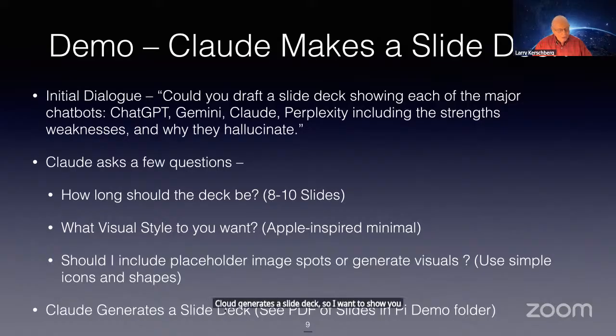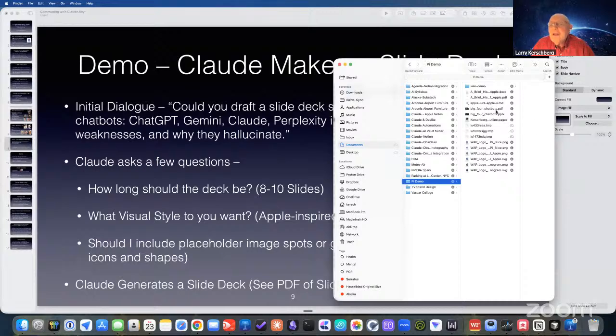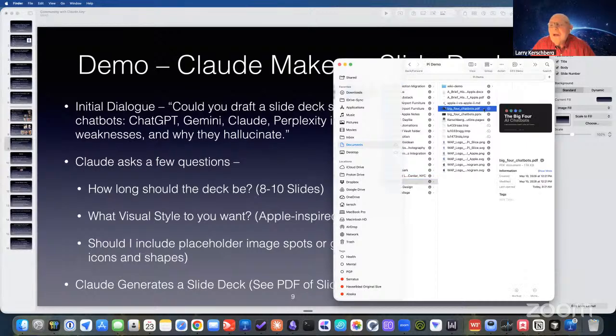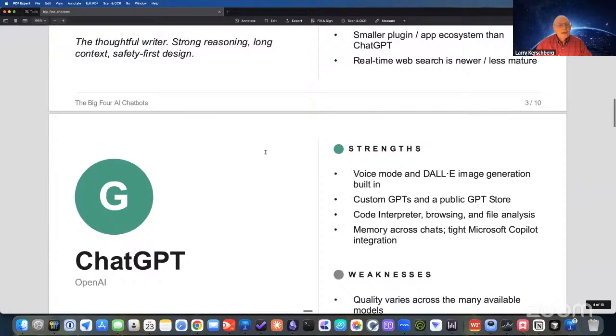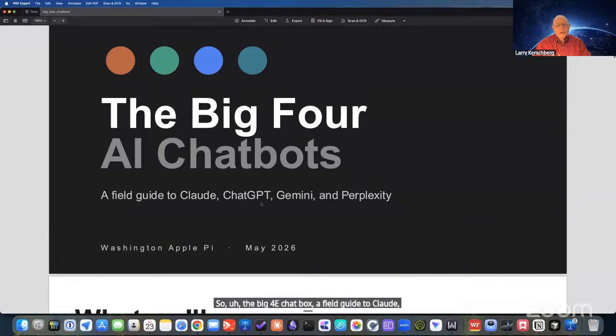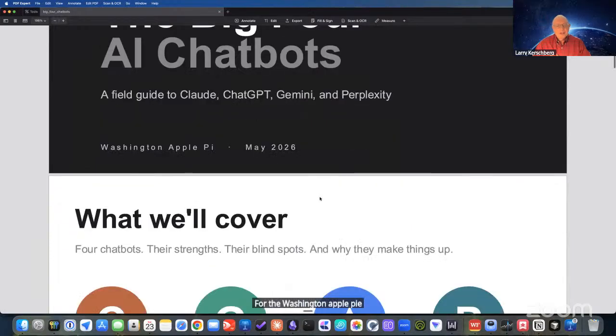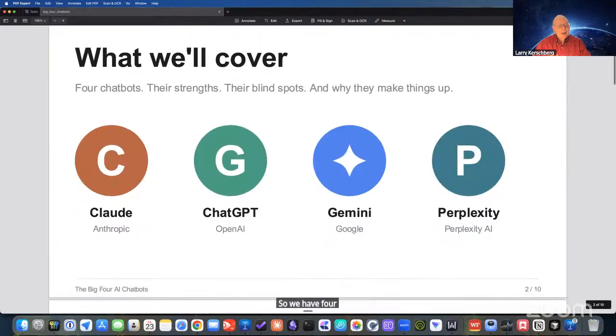So I want to show you what Claude did for me. It's pretty simple, but so the Big 4 AI chatbots, a field guide to Claude, ChatGPT, Gemini, and Perplexity for the Washington Apple Pi, May 26th. So we have 4 chatbots. It didn't put in any special graphics, but Claude, ChatGPT, Gemini, and Perplexity.